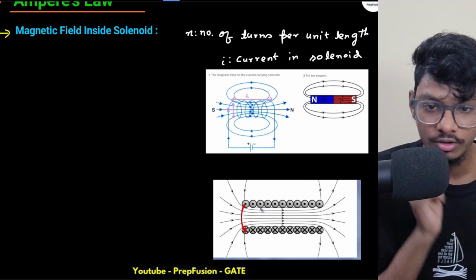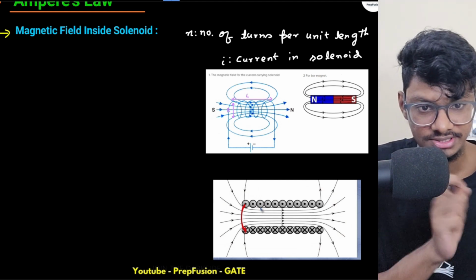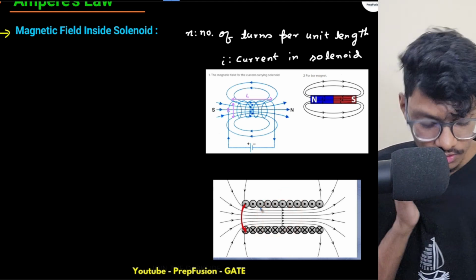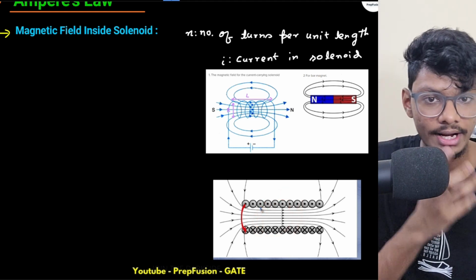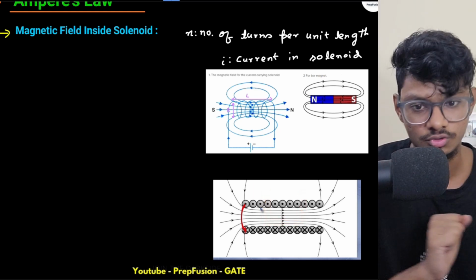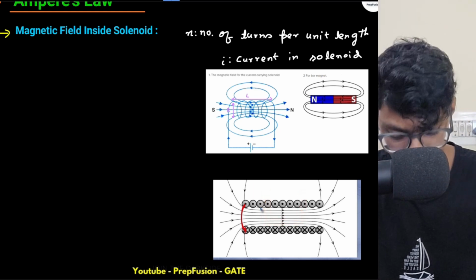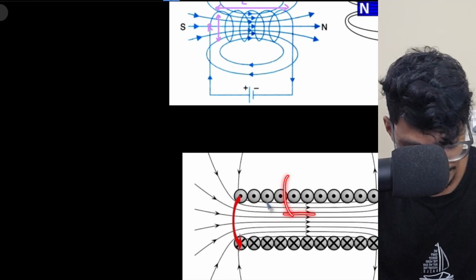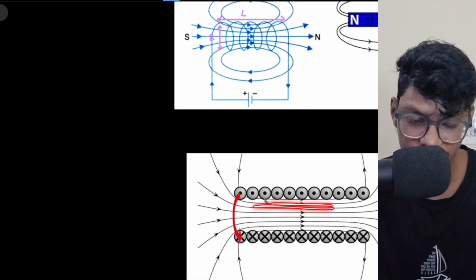So actually I want to find out the magnetic field inside a solenoid at the center. Can you guess what kind of Amperian loop I should choose here? What kind of Amperian loop should I choose to identify the magnetic field lines here, right? Magnetic field lines will be something like this. Why will it be something like this?